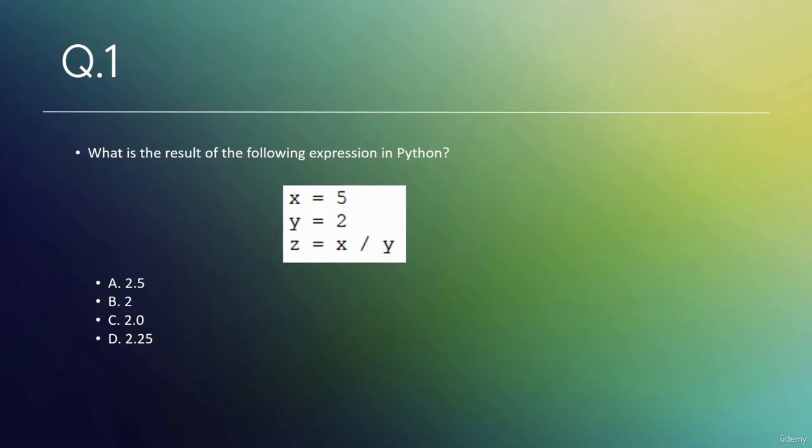So the first question that we have is: what is the result of the following expression in Python? So what would be the value of z? You just need to solve this, and here are the four possible answers. Now moving on to the answer. The correct answer is 2.5 because this is a simple division. We are dividing 5 by 2. So the correct answer is 2.5.